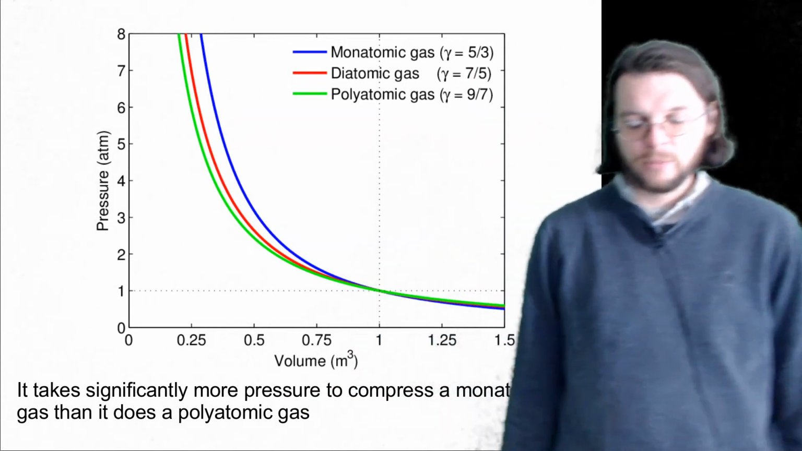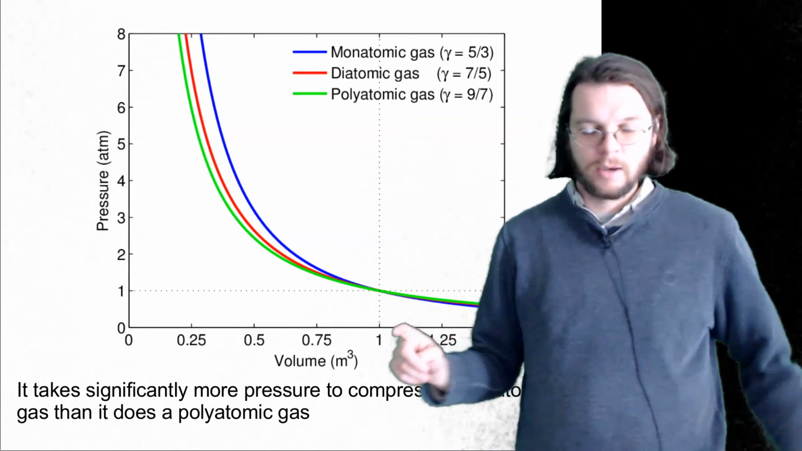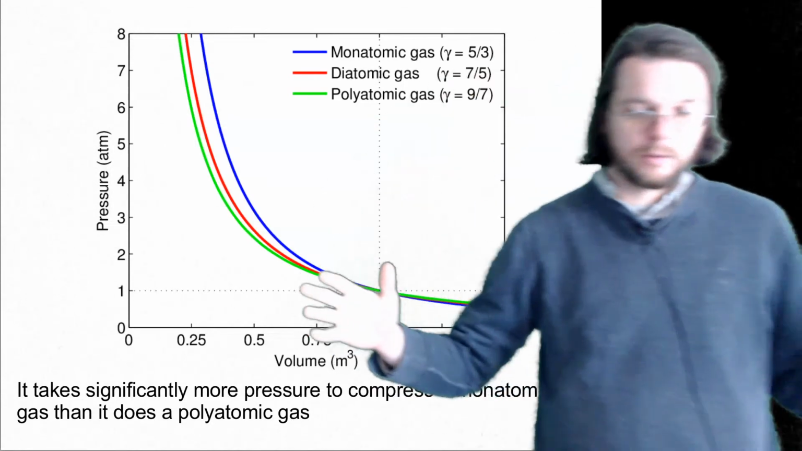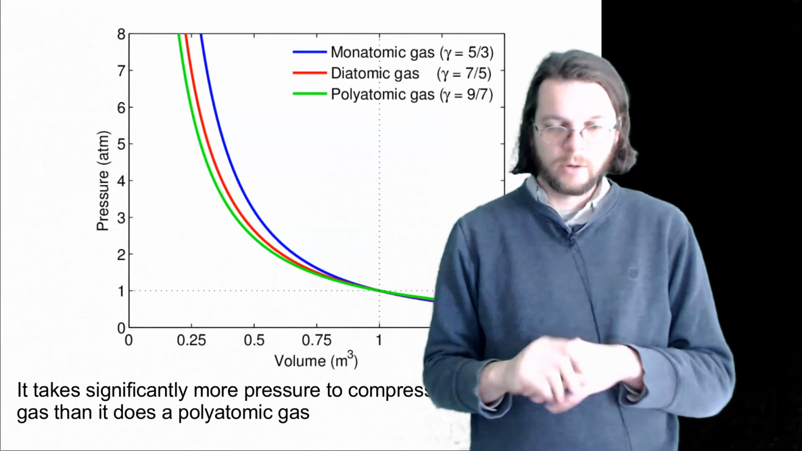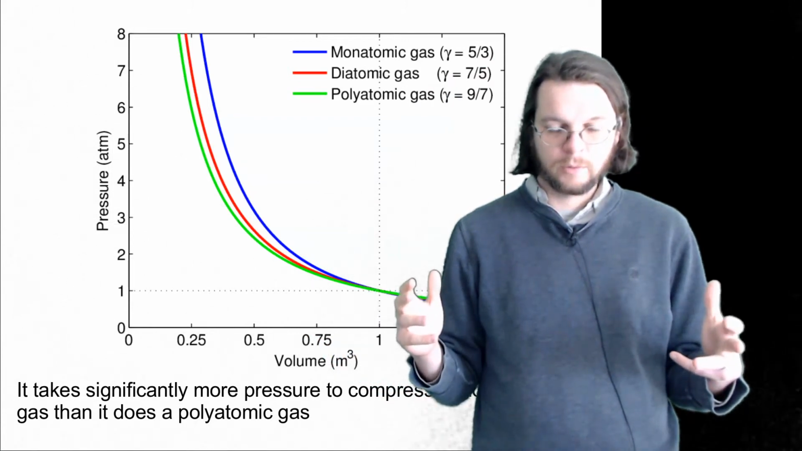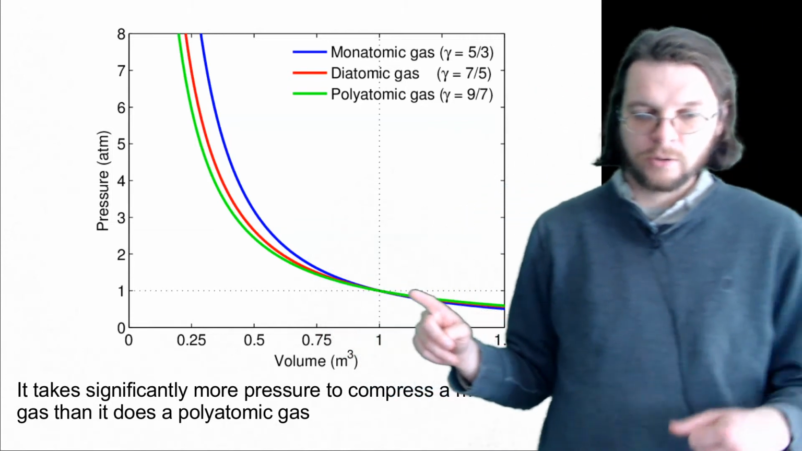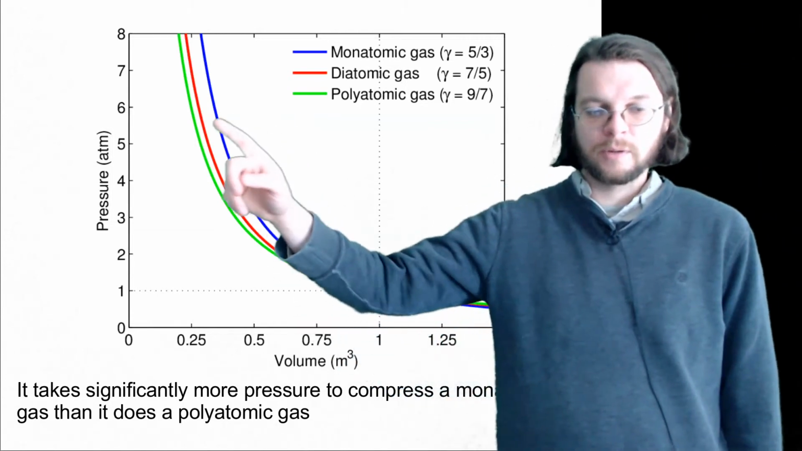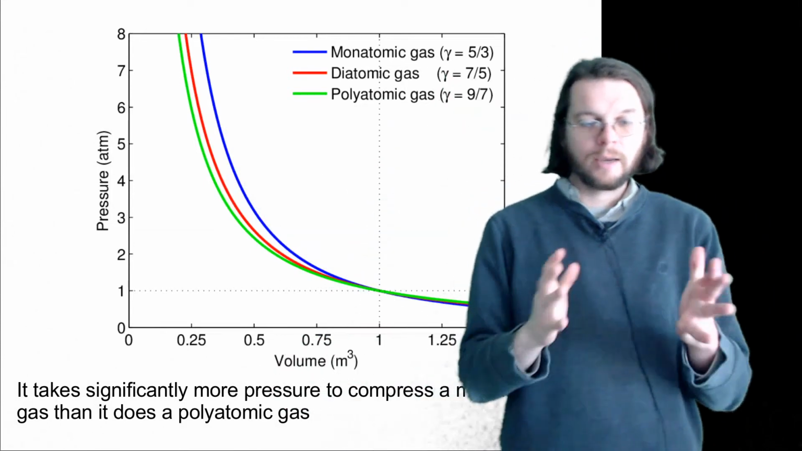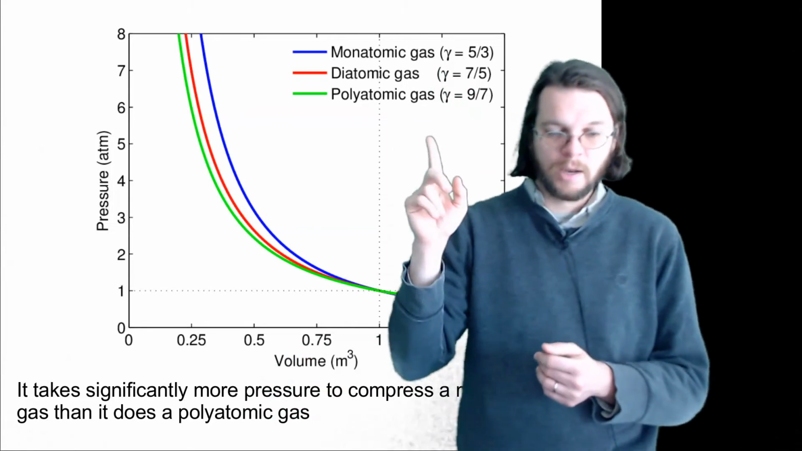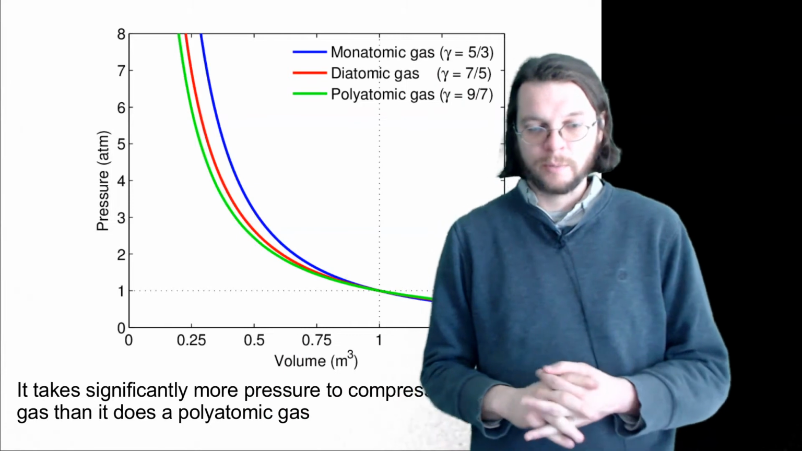And if you think about what PV to the gamma equals a constant means, if you take a meter cubed box and you compress it by some amount, then according to PV gamma equals a constant, the pressure is going to go up according to that equation, and the pressure goes up the most if you're dealing with a monatomic gas because this gamma constant is the largest. So the easiest gas to compress would be the polyatomic gas, and the hardest gas to compress would be the monatomic gases like helium and things like that.